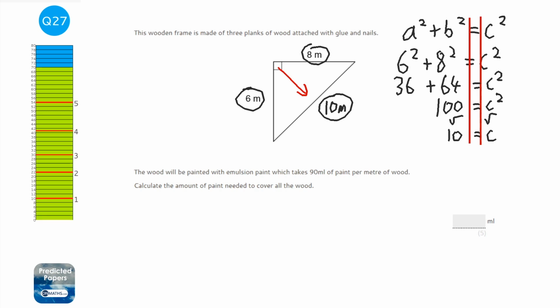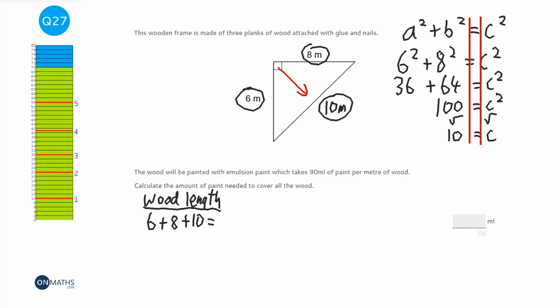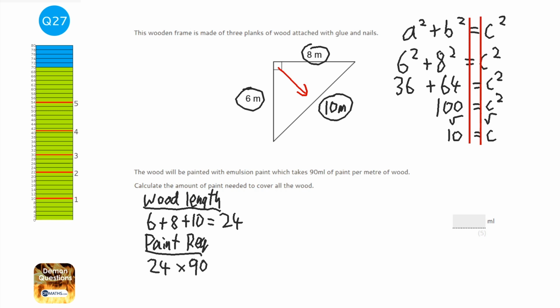And it says it takes 90 millilitres of paint per metre of wood to cover it. So what we're going to have to do is work out how much wood we have. So I'm going to say to the examiner wood length or something. Always try and describe to the examiner what you're doing. So we're going to do 6 plus 8 plus 10. So 6 plus 8 is 14 plus 10 is 24. Okay. And then to work out the amount of paint required, I need to do 24, because we've got 24 metres of wood, times 90, because it's 90 millilitres per metre.